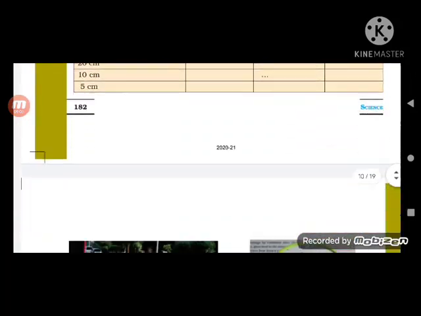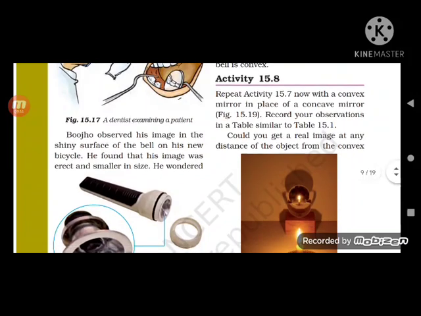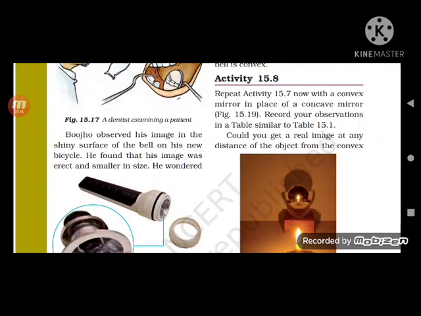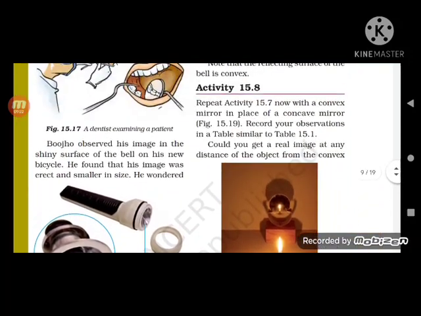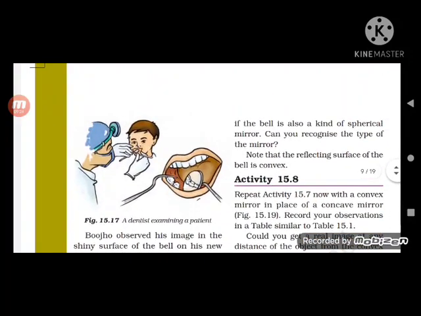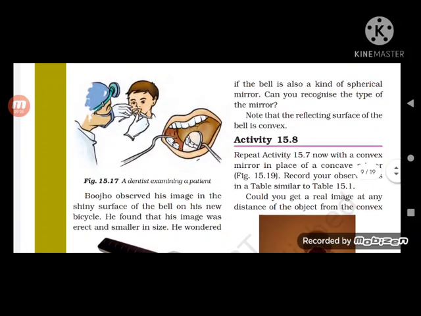So Buzo ने कुछ ऑब्जर्व किया है. Buzo observed his image in the shiny surface of the bell on his new bicycle. He found that his image was erect and smaller in size. He wondered if the bell is also a kind of spherical mirror. Can you recognize the type of mirror? Note, the reflecting surface of the bell is convex.